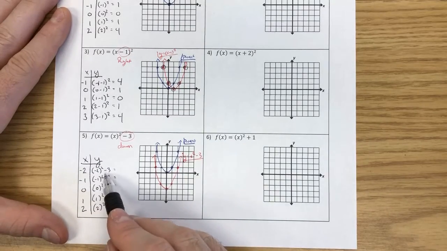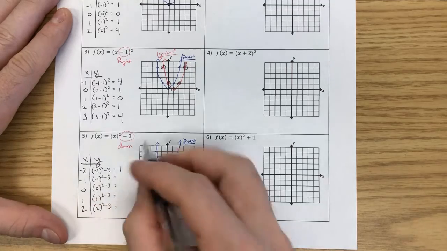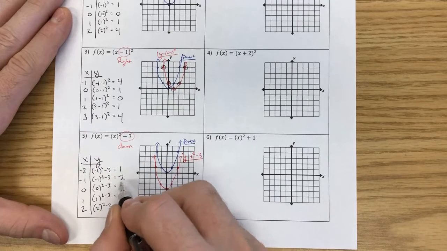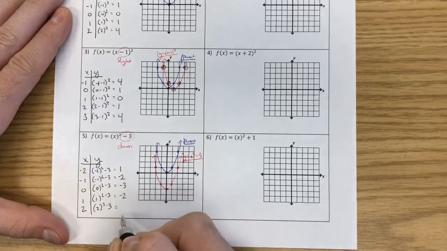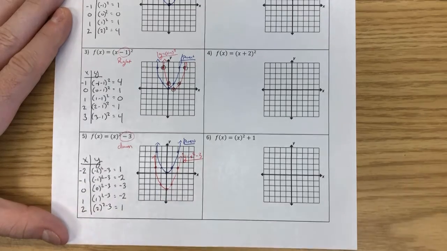Negative 2 squared is 4, minus 3 is 1. Negative 1 squared is 1, minus 3 is negative 2. 0 squared is 0, minus 3 is negative 3. 1 squared is 1 minus 3, which is negative 2. And 2 squared is 4 minus 3, which is 1.